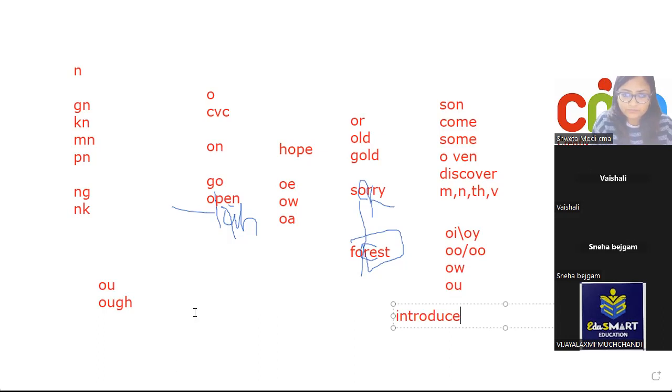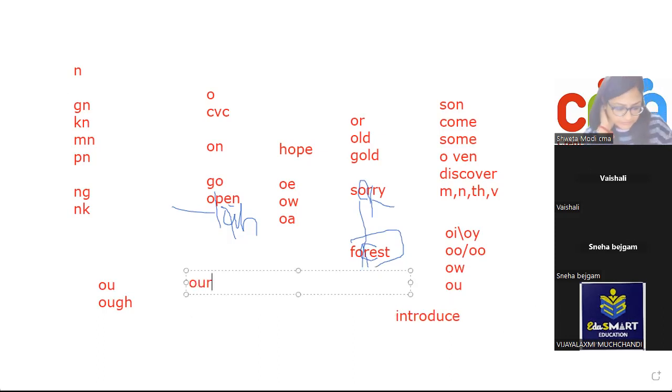OUR is also there, one more. Which sound will come with OUR? R. Only with one word, OUR, it is R. Other than that, it is like in journey, like in courage, discourage, nourish.